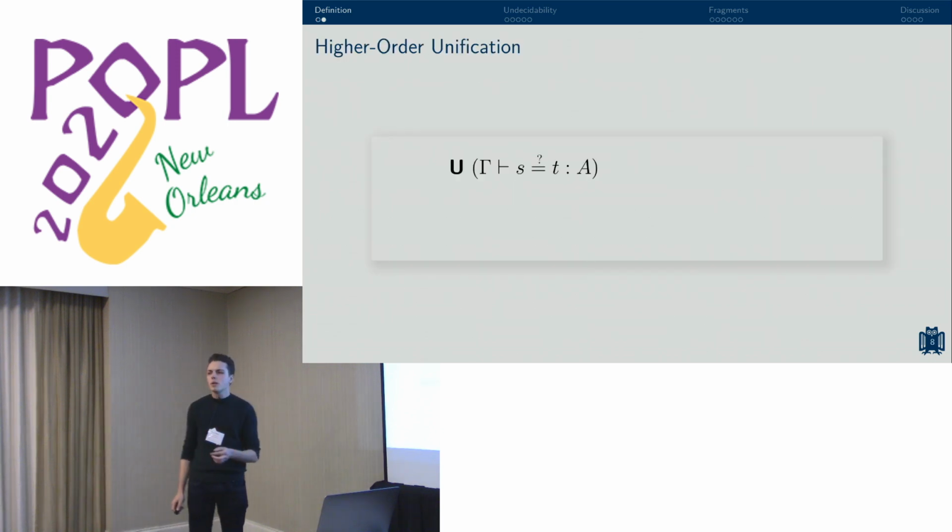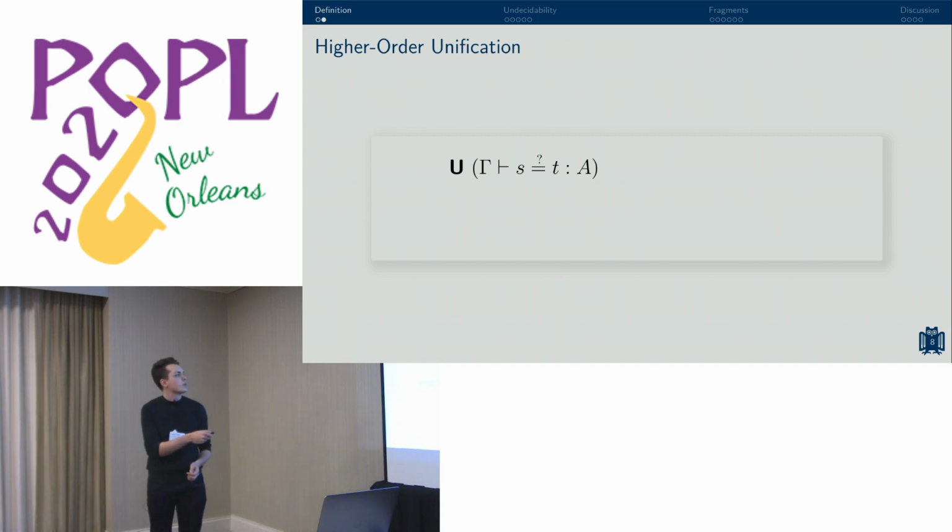Now, it's actually quite easy to define what higher order unification is. We're given a typed equation between two terms. So here, S and T are both of type A in context gamma. And we ask, well, is there a substitution which unifies both terms? So after applying the substitution, both terms become beta equivalent.